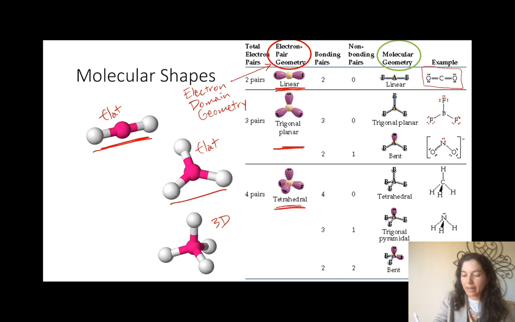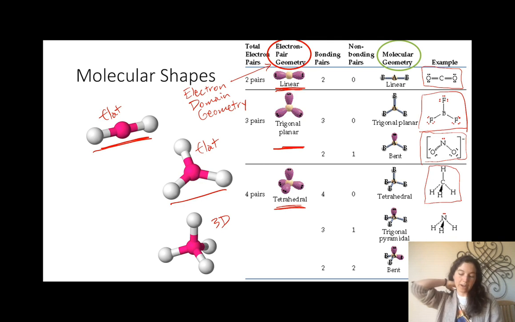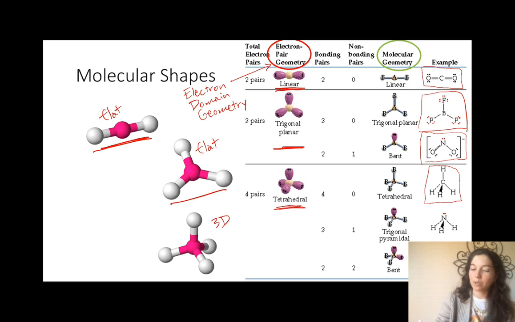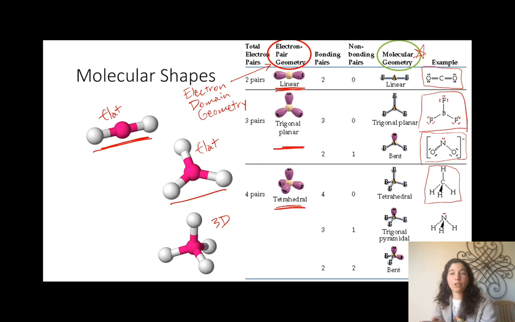For our trigonal planar, we have boron tetrafluoride right here. Nitrogen dioxide, you can see here as well. Tetrahedral, we have 4 atoms off the central atom. Something that you'll notice is we have molecular geometry. So let's talk about molecular geometry. So for each electron domain geometry, we have corresponding molecular geometries.